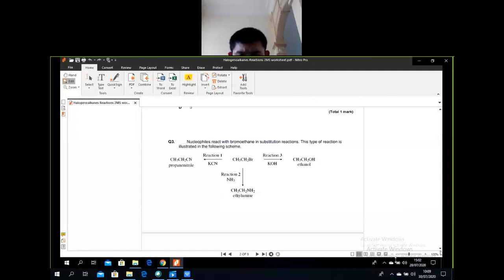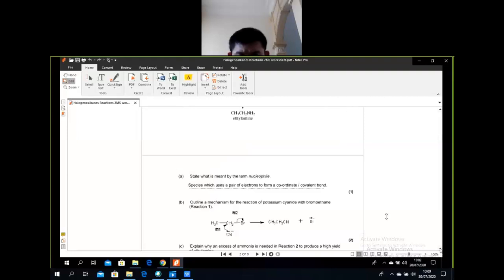Okay. Now let's see what the question is. Number 1, state what is meant by nucleophile. We know that a nucleophile is a group of atoms or an atom that has a lone pair, and the lone pair can make a covalent bond with the carbocation.